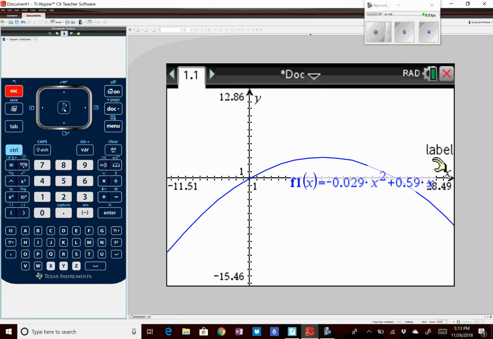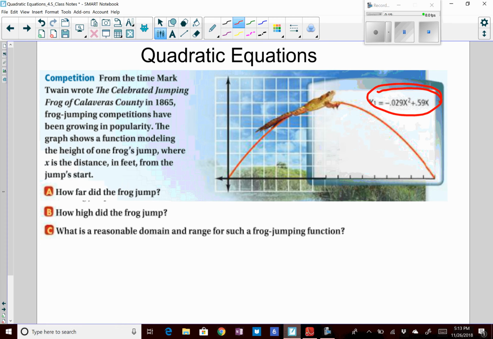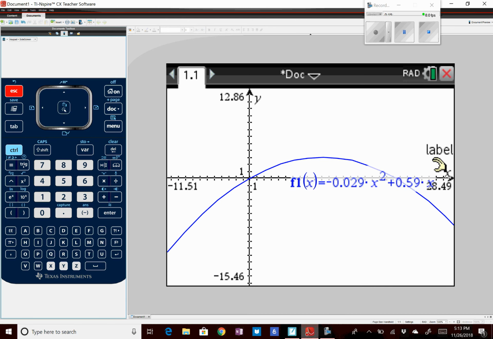Okay. So now we have a graph that looks similar to the one that we saw in the picture. And let's see, the first question was, how far did the frog jump? So the x-axis is the distance. So what we want to find out is what this 0 is here at the point where the parabola touches the x-axis.